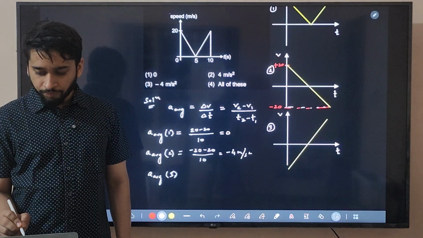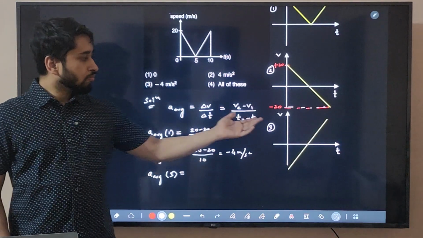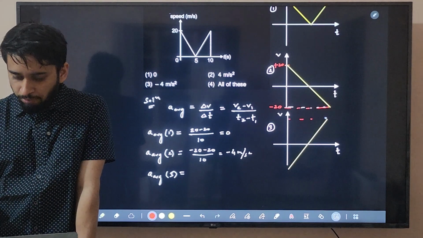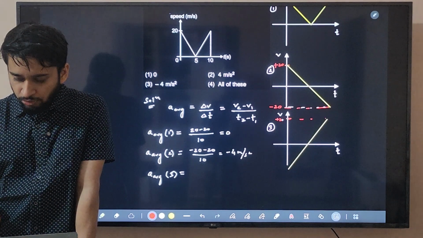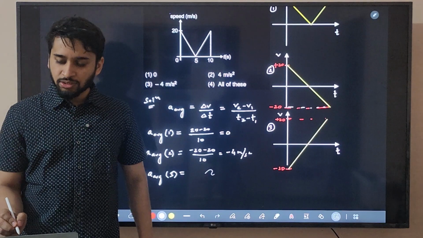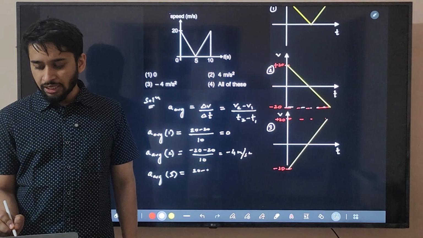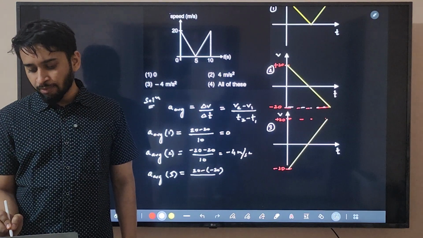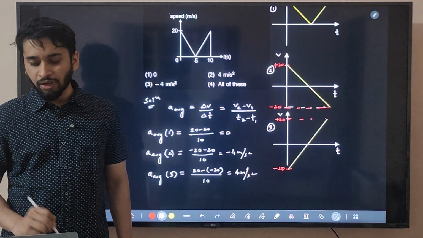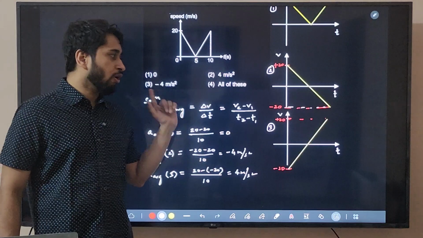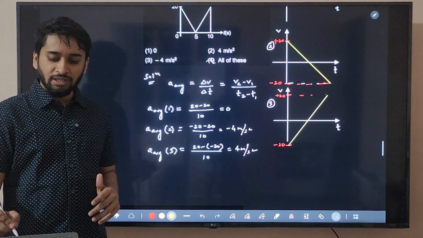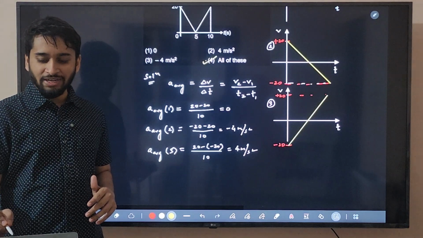Now lastly, the third one. What is that? That will be again V2 minus V1. So here you see the final velocity will be plus 20, and the initial is minus 20, divided by 10. So that becomes 40 by 10, that is 4 meter per second square, right? So what does that mean? That means all the possibilities are there. So the answer could be 1, 2, 3, all. So the answer should be the fourth option here, right?